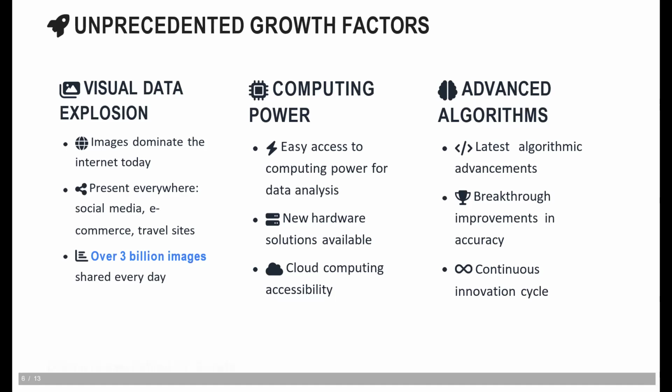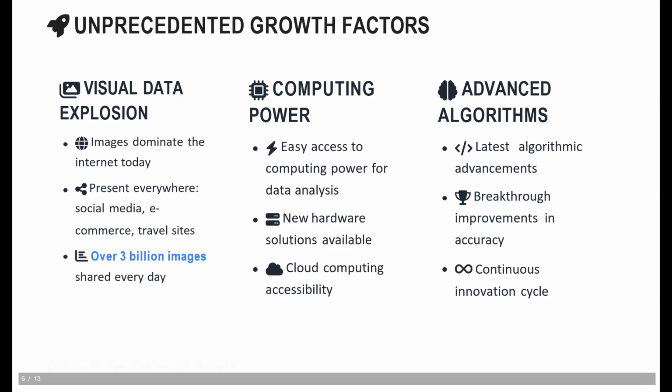Visual data exploitation, computer power, and advanced algorithms. We are using image-dominated internet today; images are present everywhere in social media, e-commerce, and travel websites. If we look at the advantages of computer vision, it appears in different ways. In e-commerce, travel websites, and social media, computer vision is being used practically day by day.